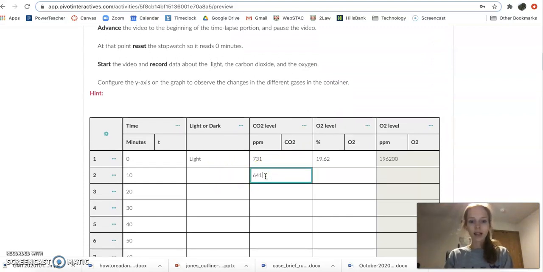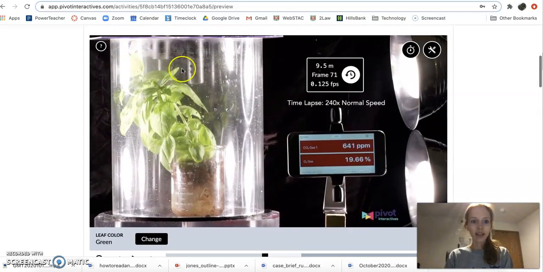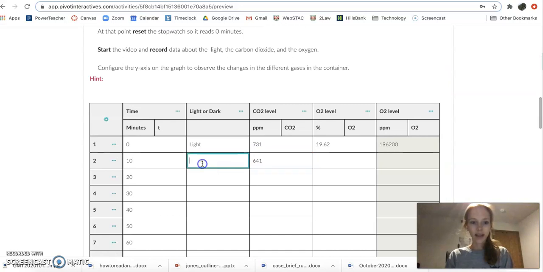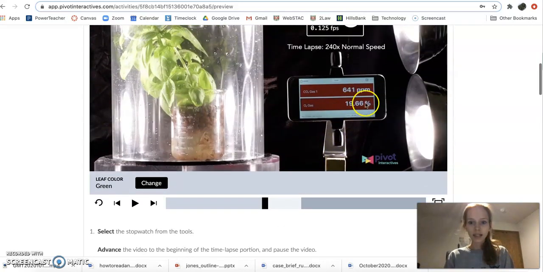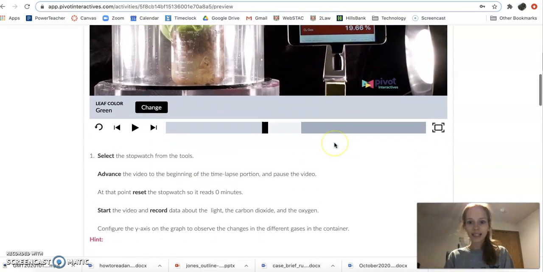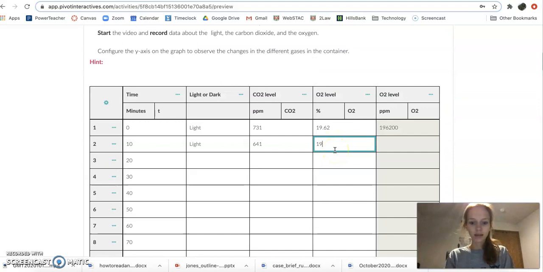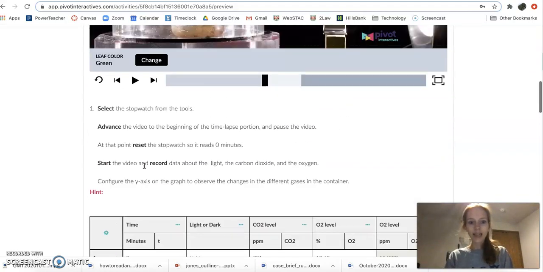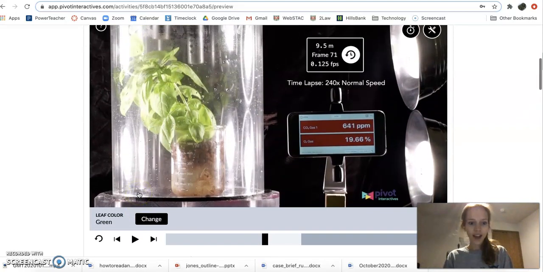641. I realize I skipped a column. I need to go back up and make sure, yep, it's still light. So I'm going to write that down. And then my O2 level is 19.66%. So now I'm going to play and I'm going to pause again at 20 minutes. This goes fast, guys, so warm up your clicking fingers.